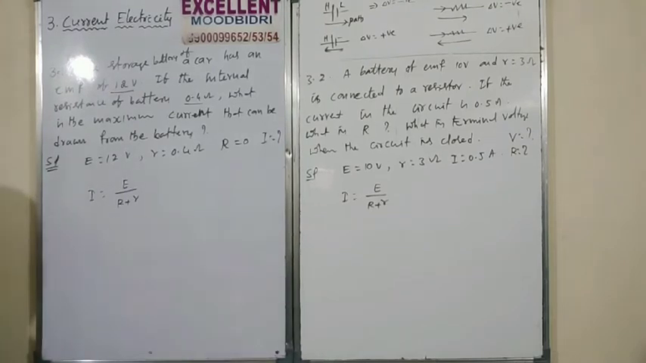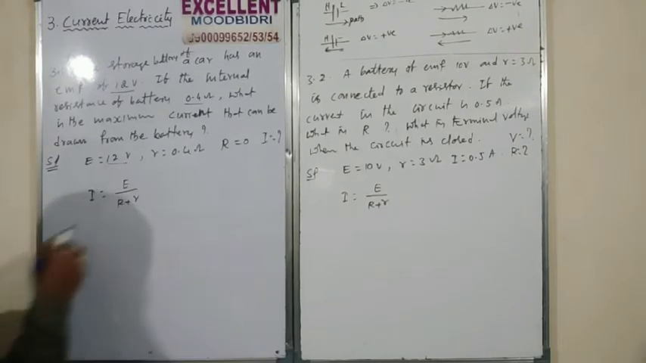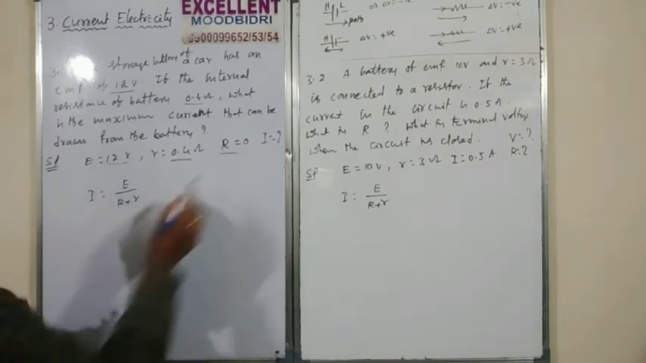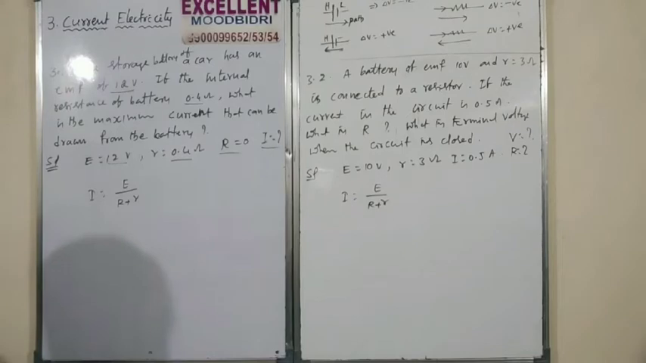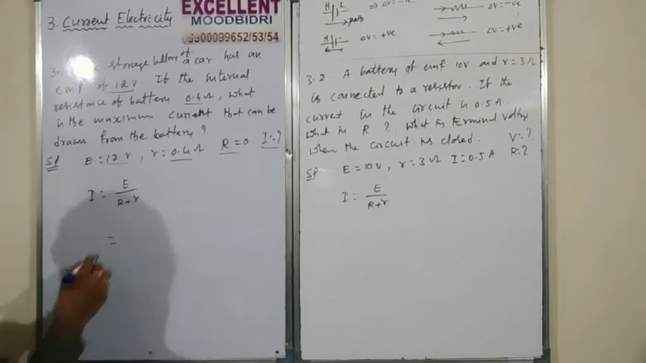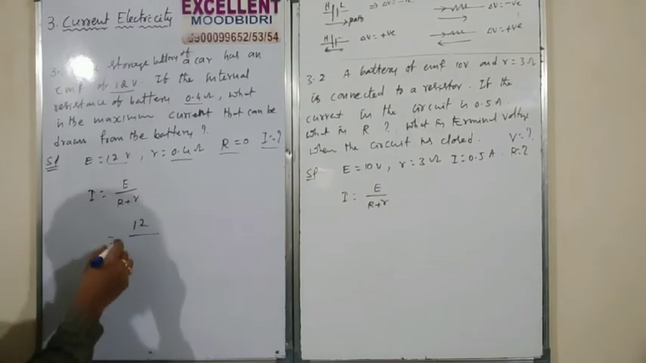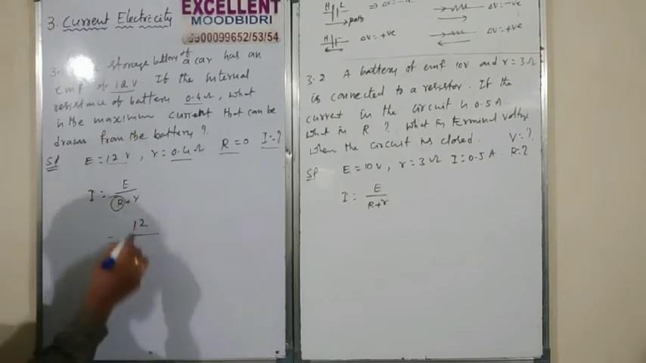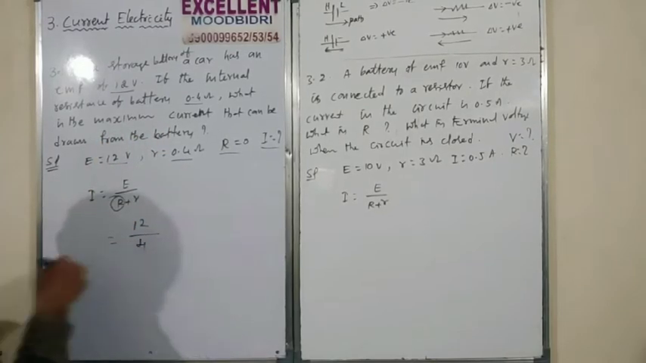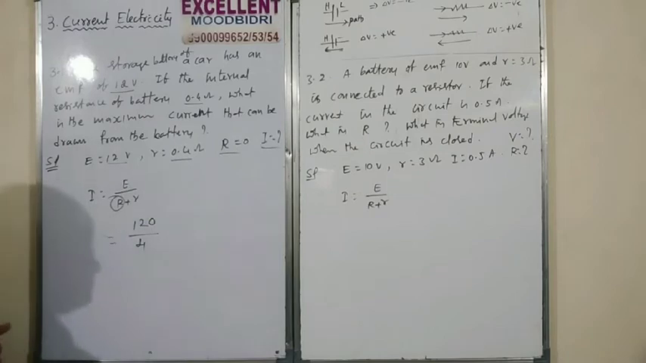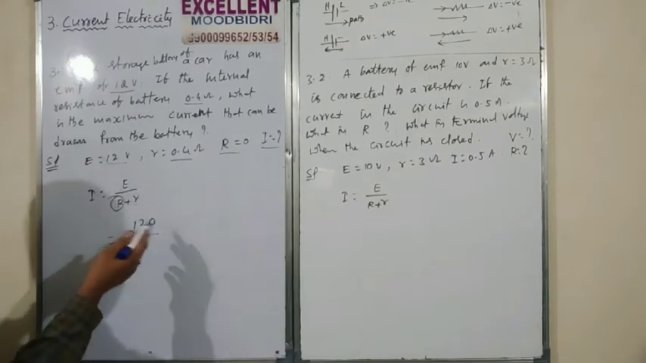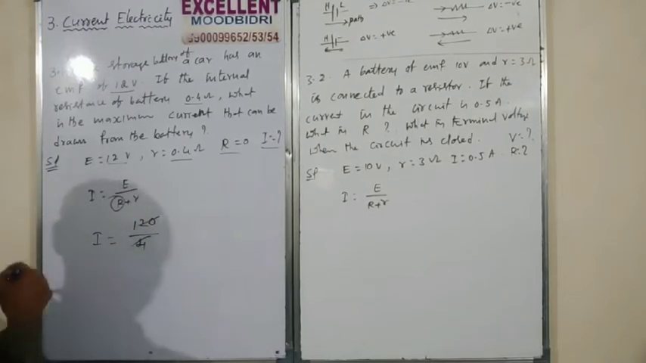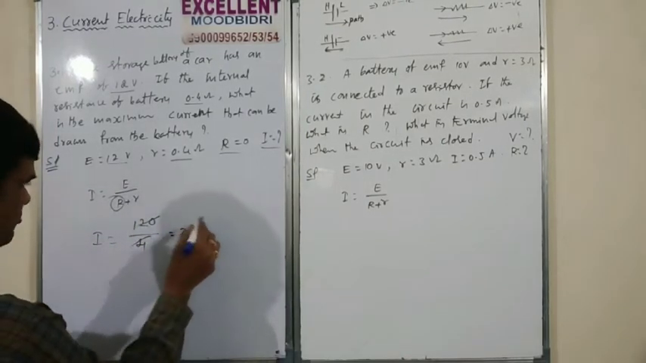That means there is no external resistor. Okay? Therefore E is equal to 12 volt is given, small r is 0.4 is given, capital R is equal to 0. I is equal to what? You know the formula, I is equal to E by R plus r. Correct? Therefore E is 12, r is 0.4. 0.4 means 4 by 10, so 12 divided by 0.4 gives 30 amperes. Very simple.